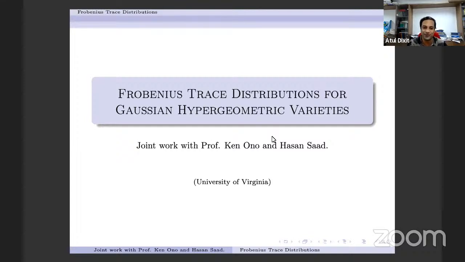So I'm very pleased to announce our next speaker for the Special Functions and Number Theory seminar, Dr. Neelam Saikia from the University of Virginia. Neelam did her PhD at IIT Delhi in 2016, and she is currently a Fulbright Nehru postdoc at the University of Virginia. She'll be presenting her joint work with Ken Ono and Hassan Saad. So may I go ahead?